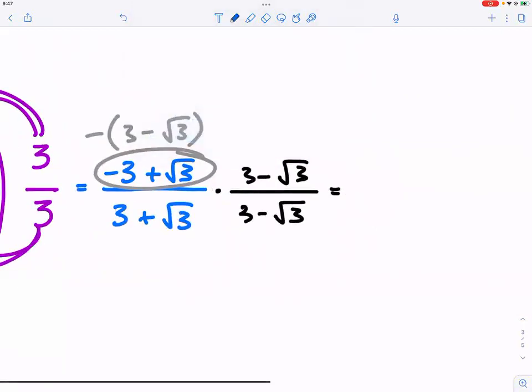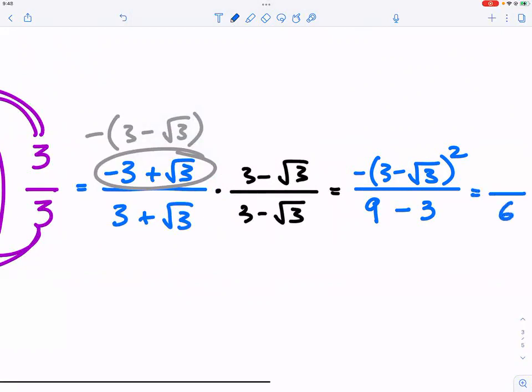So what is the final answer? Well, not yet, still a couple of steps away. So in the numerator, you have a negative of 3 minus √3 squared. And the denominator would have 9 minus 3, which is 6.